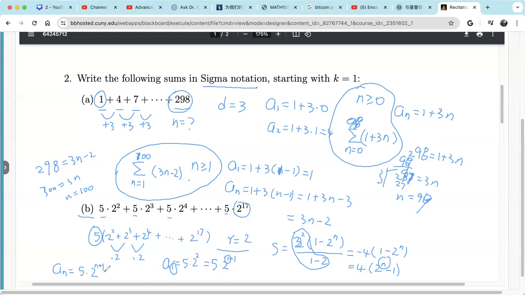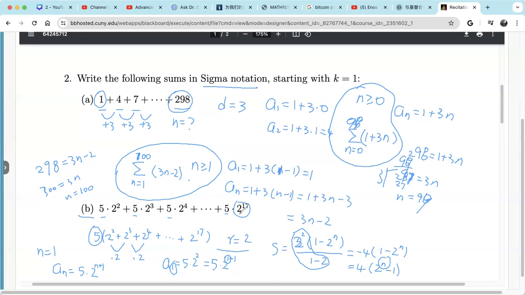Again, you can start with 0, n, if you want n to start with 0. Here, I want n to start with 1. If you want n to start from 0, you would do n plus 2. But let's start n with 1. So I get the general term a_n equals 5 times 2 raised to n plus 1.